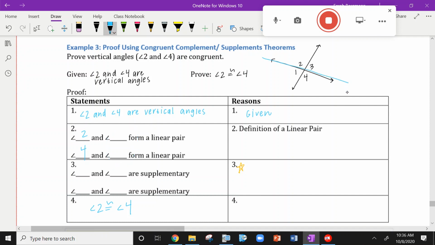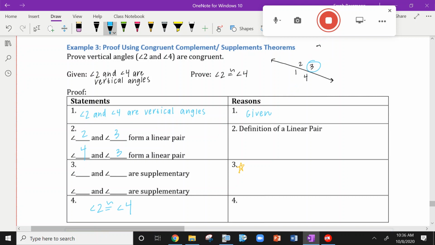Angle 2 makes a linear pair with angle 3. In addition, it makes a linear pair with angle 1. Similarly, angle 4 makes a linear pair with angle 3, and it also makes a linear pair with angle 1. In order to show that angle 2 is congruent to angle 4, I'm probably going to need to show that it makes a linear pair with the same angle as angle 2. So I'm just going to choose angle 3. So I know angle 2 and angle 3 form a linear pair, and I also know that angle 3 and angle 4 form a linear pair.